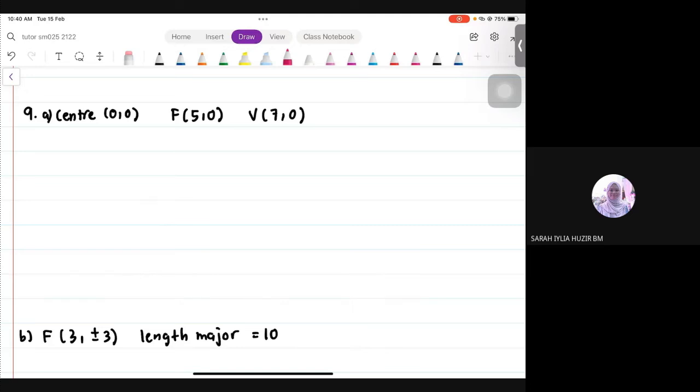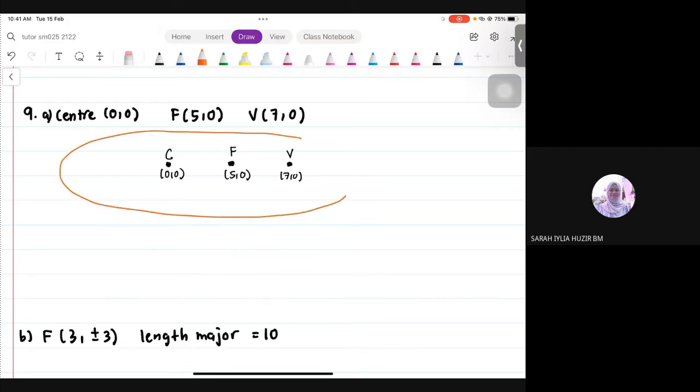Bila jumpa pattern macam ni, biasanya saya akan plot dulu point. Apa yang dia bagi tu untuk kita nampak shape of our ellipse. Okay. So, saya plot kat sini. Center 0, 0. Okay. Next, kita ada one foci 5, 0. So, dia shift for x coordinate kan. Dia sebaris macam tu lah. Okay. And then kita ada lagi satu. Vertex 7, 0. So, from this, kita dah tahulah shape of our ellipse must be yang baring.